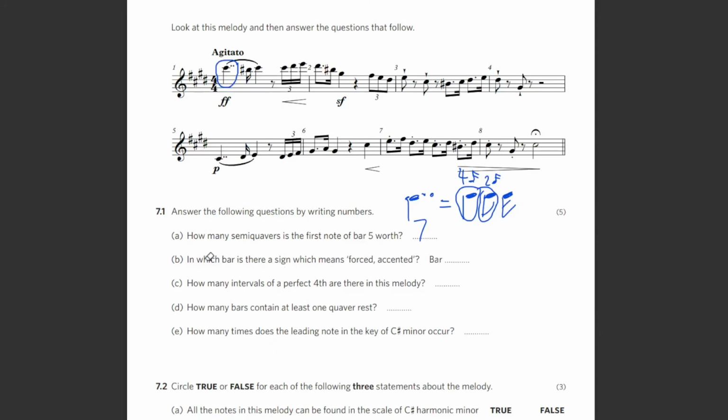So let's look at this. In which bar is there a sign which means forced accent? Forced accent means sf. So I see an sf in bar 2. So the answer is 2.